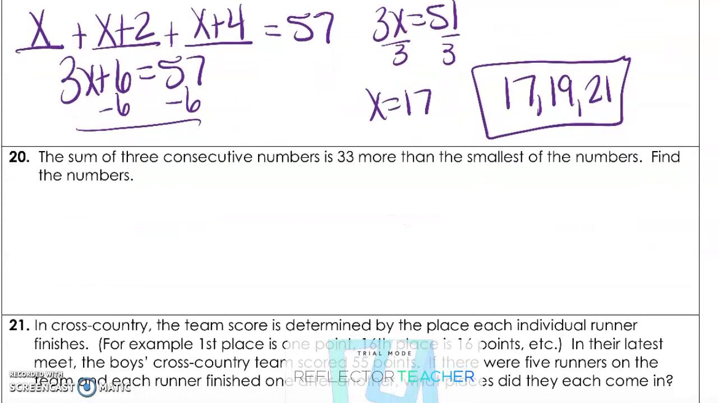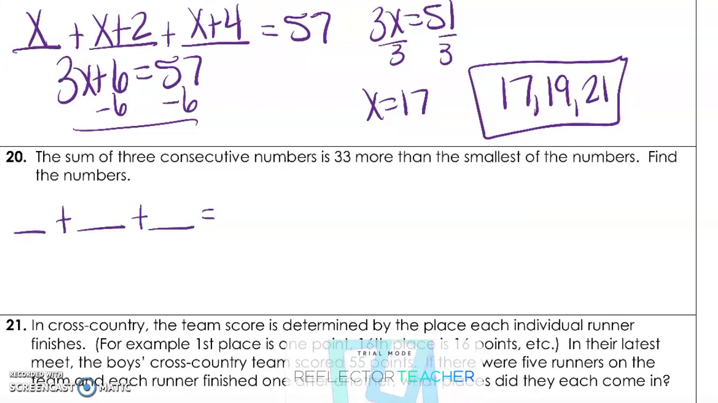Okay, 20 gets a little bit tricky. The sum of three consecutive numbers is 33 more than the smallest one. So this is why we always go back to the smallest one. So we still have 3, but instead of giving us a number, it's 33 more than the smallest. So that's x plus 33. So this is x, x plus 1, x plus 2.